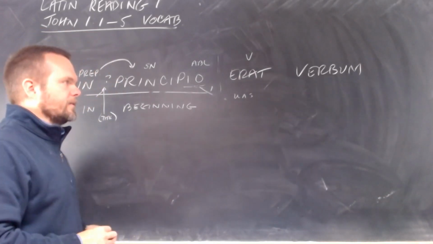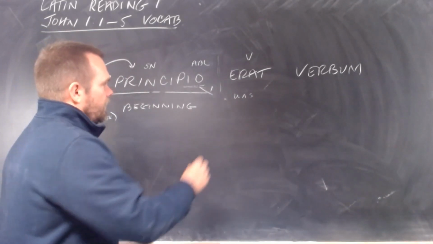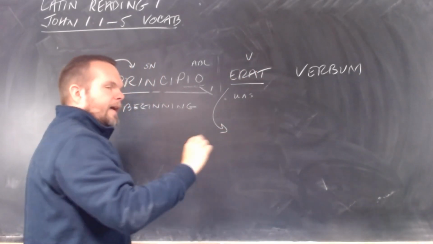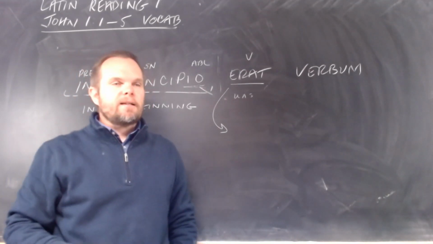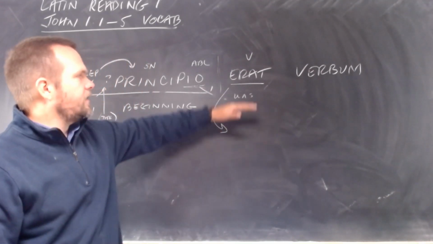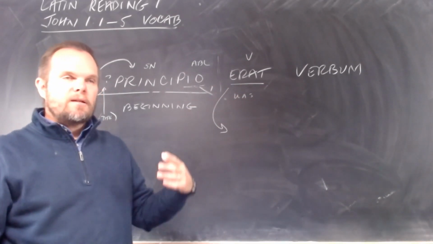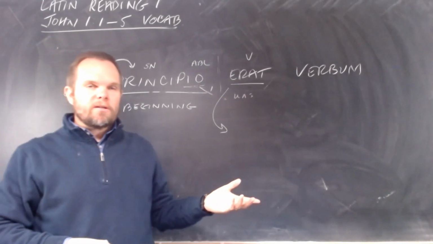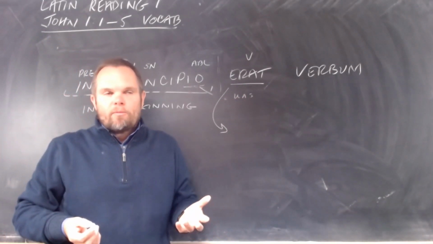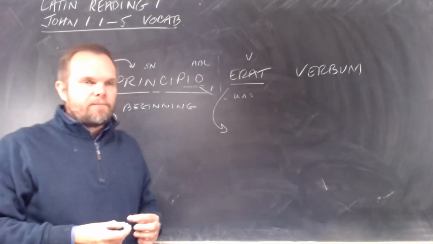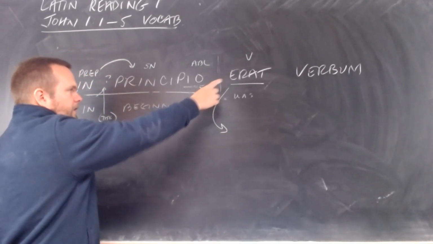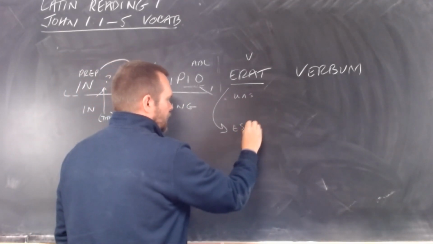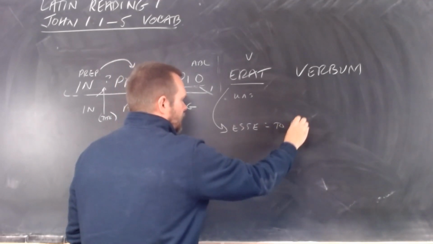Erat, it's past tense. Now, it's a verb, and if you were to look up erat in a dictionary, you would not find it. It's not in the dictionary, because this is the form of a verb, and the forms of the verbs are not in dictionaries. So you would not be able to find this word in a dictionary unless you knew where it came from. Okay? This verb erat is a form of the verb esse, which means to be.